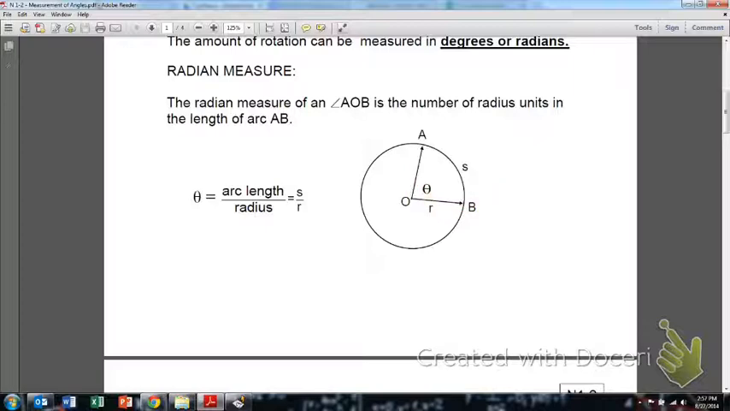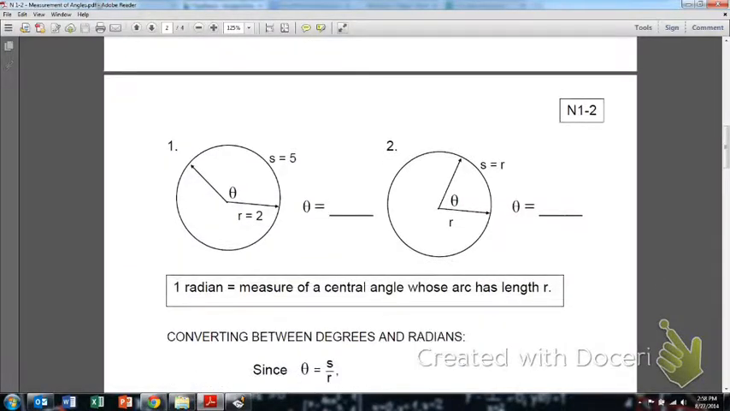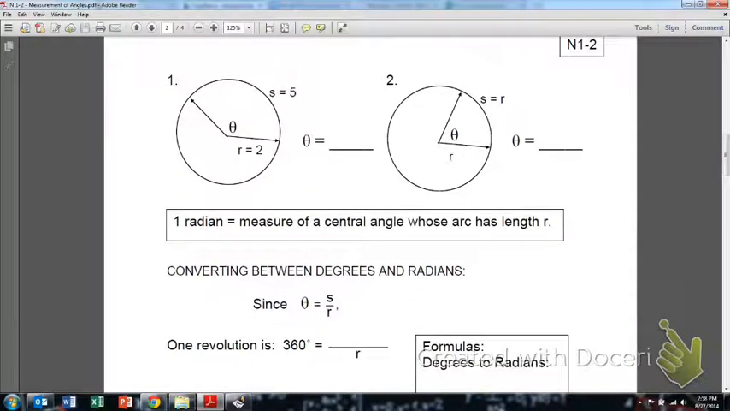So if I apply that formula here, arc length divided by radius, I can figure out the size of these two angles. In this first one, the arc length is 5 and the radius is 2. So the angle measurement would be 5 divided by 2 radians, because you divide arc length by radius.